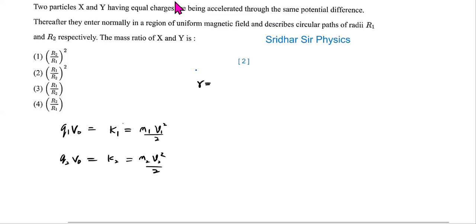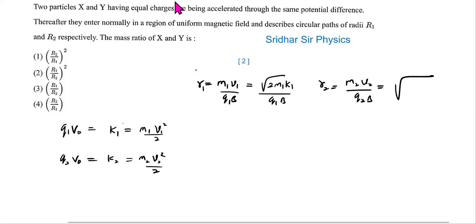If a charged particle is moving in a circular path, what will be its radius? m1 v1 by q1 B, which is momentum by charge times B, equals root of 2 m1 k1 by q1 B. This is the generalized formula. So the radius of the second particle is momentum by charge, with value root of 2 m2 k2 by q2 B. The ratio of radii, and the mass ratio of x and y, m1 by m2.